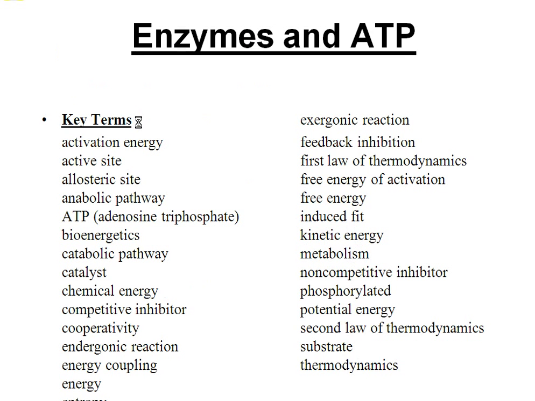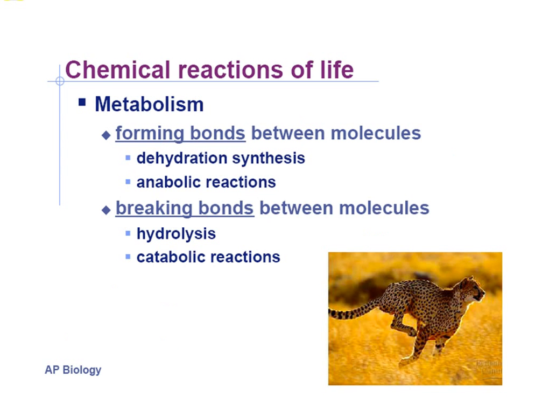Enzymes and ATP. Here are some key terms for Chapter 6, Enzymes and ATP. Remember, metabolism is building up or breaking down bonds. We have some new words here. Anabolic means adding monomers to form a larger molecule. Catabolic, think cutting up a molecule into smaller molecules. Remember, catabolic reactions are exergonic, or energy releasing. Dehydration synthesis and anabolic reactions are energy storing.